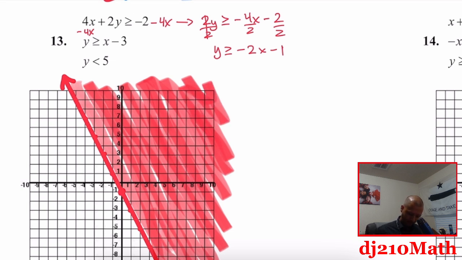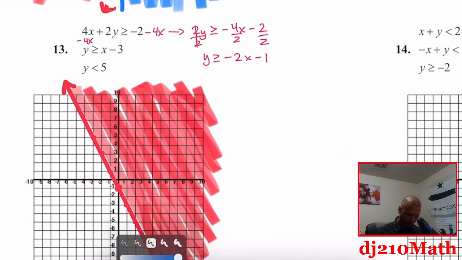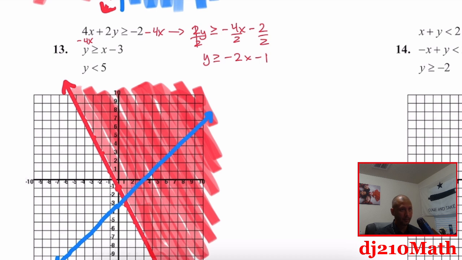Okay, next, y greater than or equal to x minus 3, solid line. So no movement necessary. It's already in the form I want. Negative 3 is the y-intercept. The slope is going to be up 1 over 1. Do I have to put all the dots on this one? All right, there we go. Shade above. Shade above.